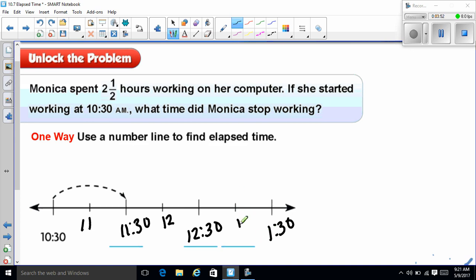What I'm going to do is start at 10:30 and count 2 full hours. So 1, 2. That puts me at 12:30. But I still have this 1 half. So I'm going to go over 1 half, which puts me at 1 o'clock. And so Monica stopped working at 1 o'clock p.m.